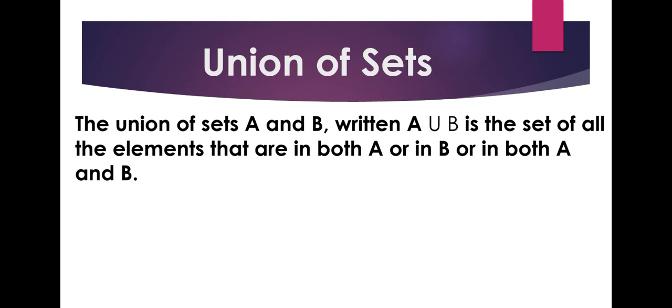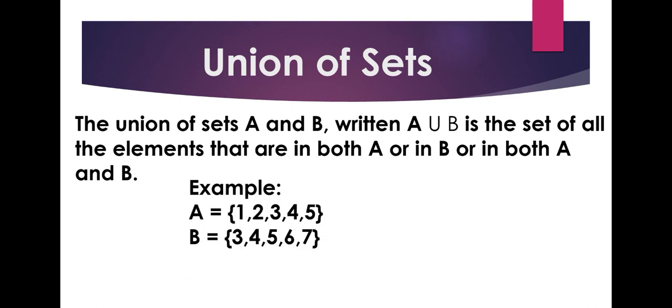Next is union of sets. The union of sets A and B, written A union B, is the set of all the elements that are in both A and B or in both A and B. So kanina sa intersection, ang kinukuha natin, ano yung numbers or letters na parehong nasa dalawang set. Dito naman, pinagko-combine naman natin yung dalawang set. Yun yung union. Ang symbol niya naman ay letter U.